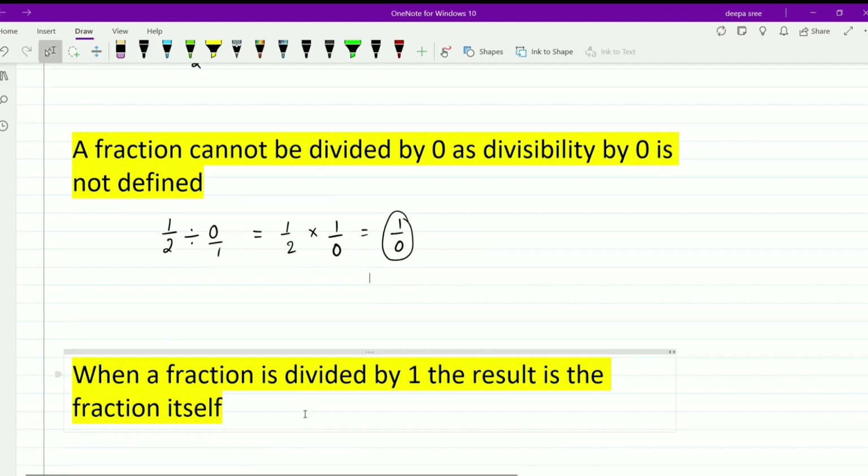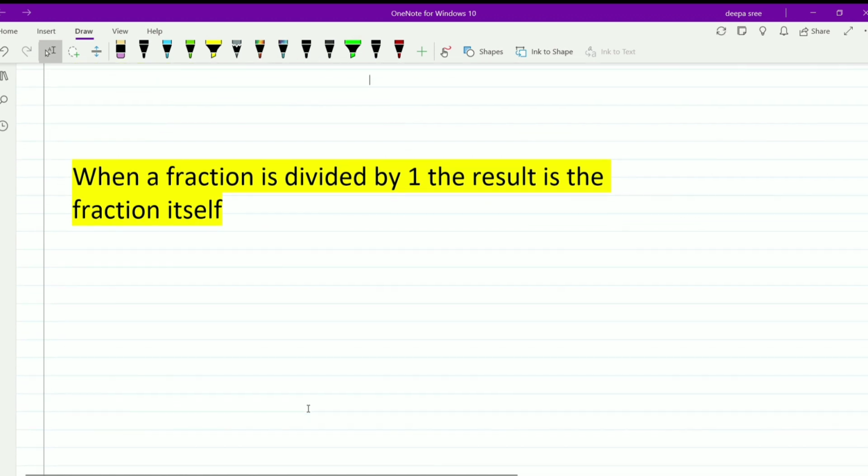Next property: when a fraction is divided by 1, the result is the fraction itself. A fraction is divided by 1. So 1 by 2 divided by 1. 1 we can write as 1 by 1 as a fraction. So 1 by 2 into the reciprocal, also 1 by 1. Multiplying 1 into 1, 1, 2 into 1, 2. Therefore the answer is 1 by 2.